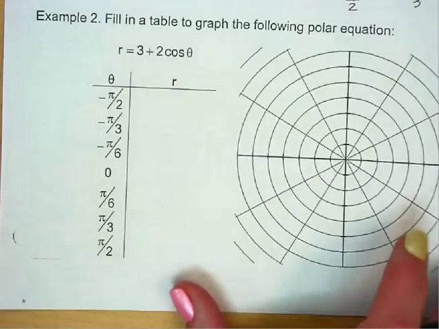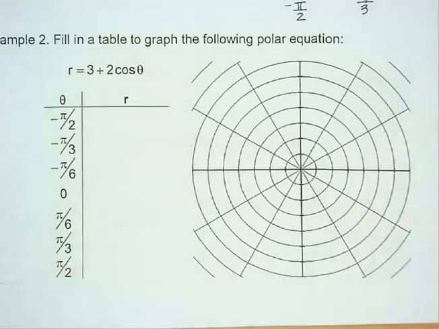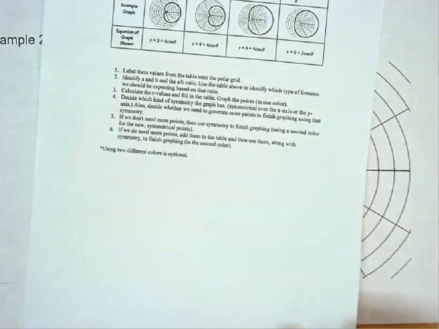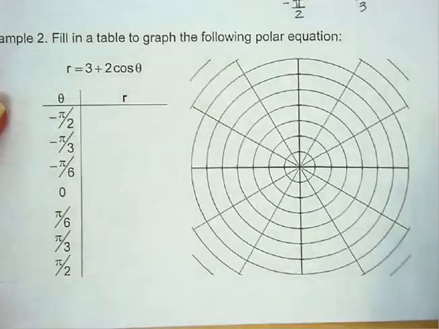All right, here's our part 2 video for graphing polar functions. We are still following these steps right here. So step 1, I'm going to label my theta values over here onto my polar grid.